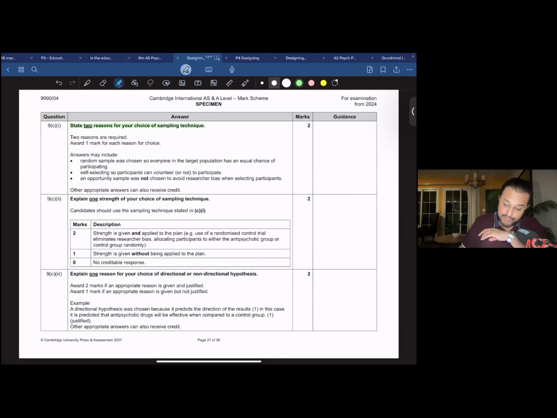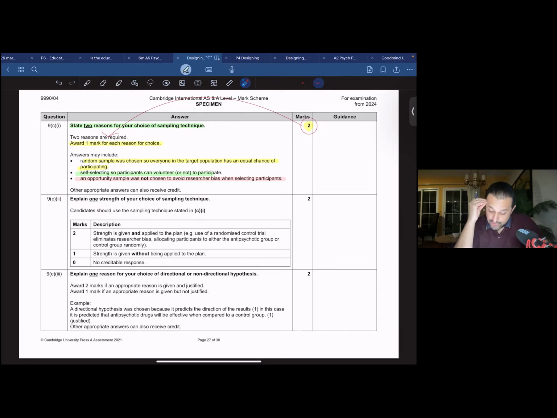Moving on to the C part. State two reasons for your choice of sampling technique. Two reasons are required. Award 1 mark for each reason. This is something I had explained to you a while back too. Answers may include: random sample was chosen so everyone in the target population has equal chance of participating. Self-selecting sample, so participants can volunteer or not to participate. An opportunity sample was not chosen to avoid researcher bias when selecting the participants. Other appropriate answers can also receive credit. Again, it's at your discretion what you want to use.